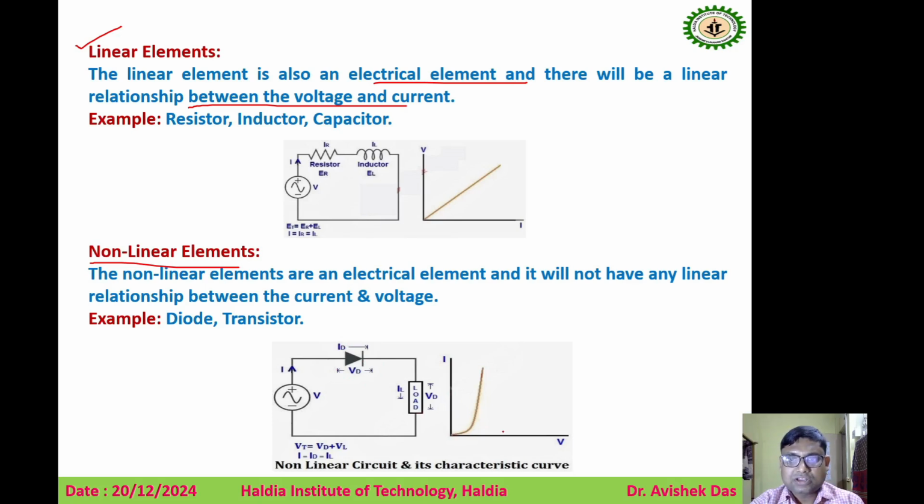So if we plot the voltage-current relationship of the diode, we can see that as we increase the voltage, the current flow is very small up to a particular voltage. That is called the cut-in voltage. After the cut-in voltage, the current value increases exponentially. The current value is very high. So for the diode, there is no linear relationship between the voltage and current. So the diode is an example of a non-linear element.